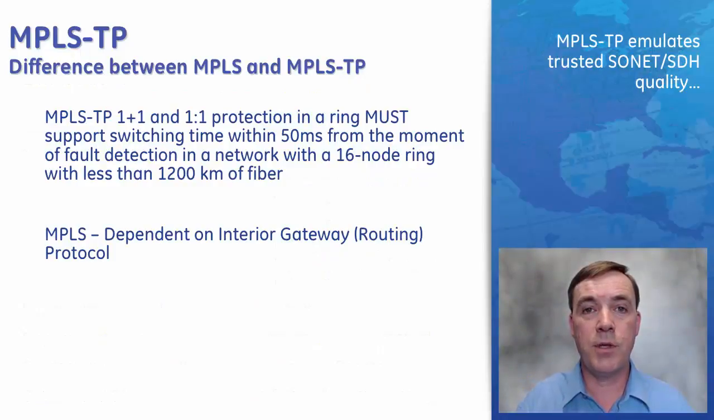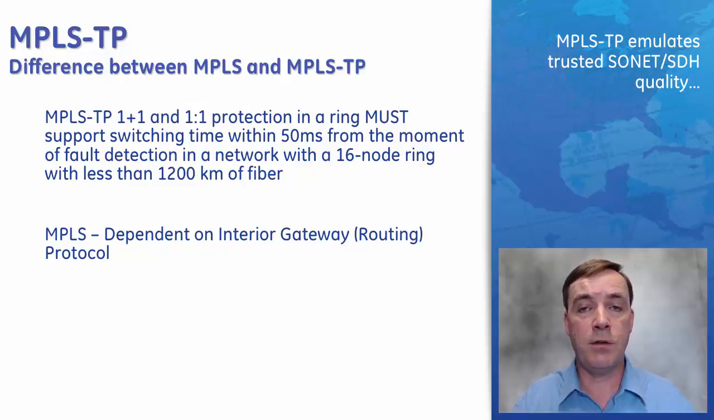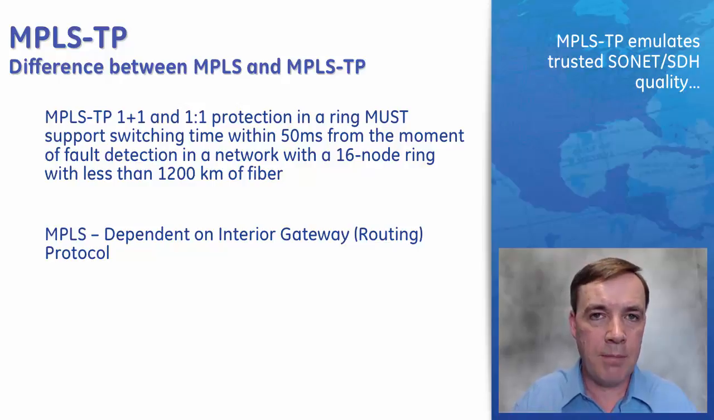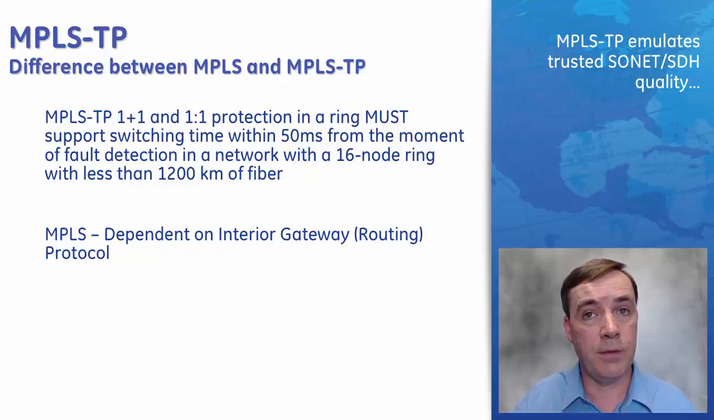This slide focuses on the ring support requirement, and also 1+1 differences between MPLS and MPLS-TP. In MPLS-TP, 1+1 and 1-to-1 protection in a ring must support switching times within 50 milliseconds from the moment of fault detection in a network with a 16-node ring with less than 1,200 kilometers of fiber. In MPLS, this is all dependent on the interior gateway routing protocol, and it doesn't have the formal support for a ring.